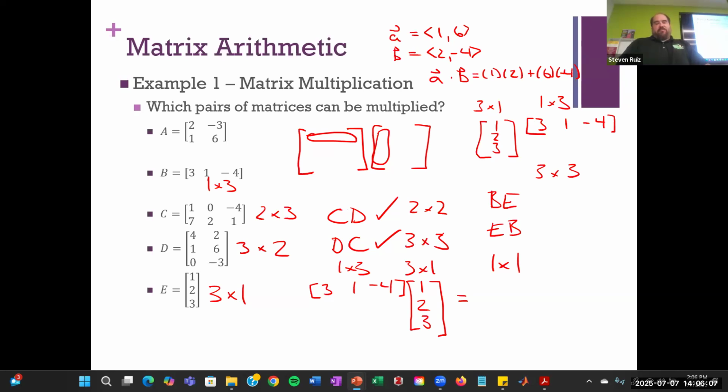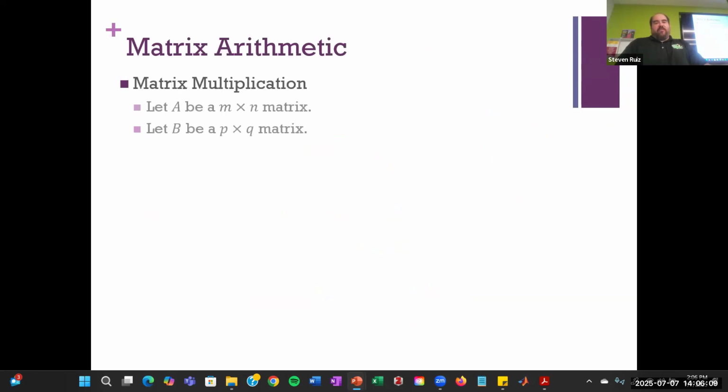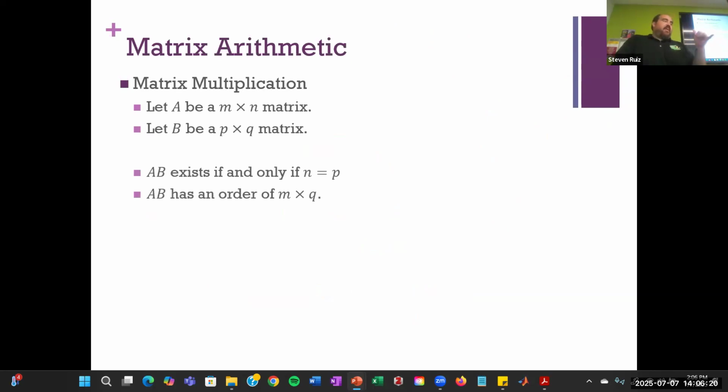So why am I saying all this? Let's put some generality behind it all. Let's say I have two matrices. A is M by N, B is P by Q. The only way the product exists is if N equals P.